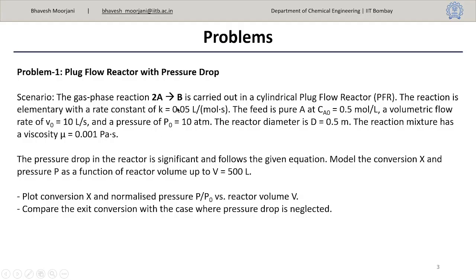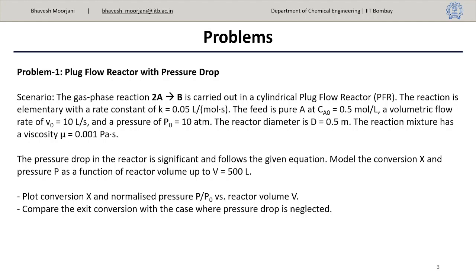You can also deduce that from the K unit. So it's liter per mole second, right? So that is for a second order reaction. Now the feed is pure A with a molar concentration of 0.5 mole per liter. Volumetric flow rate is given, which is 10 liter per second. Initial pressure value of 10 atmosphere is also given. Reactor diameter is 0.5 meter. The reaction mixture has a viscosity of 0.001 Pascal second.